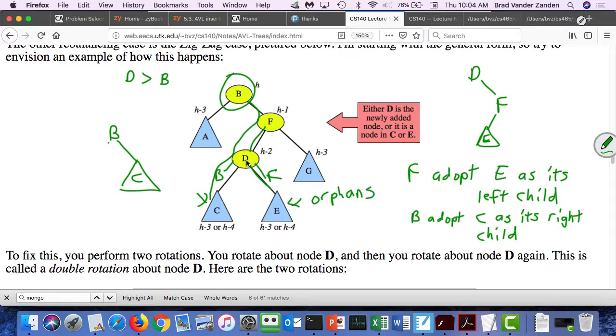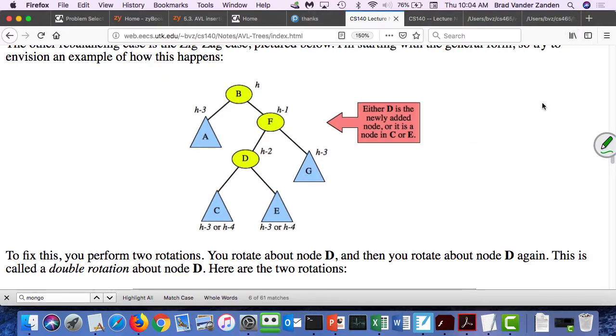So, if it's easier, you can simply remember that F adopts E, B adopts C, and you get something that looks like this. Now, C has become B's right child, and E has become F's left child. I don't like that. I normally have to work it out.